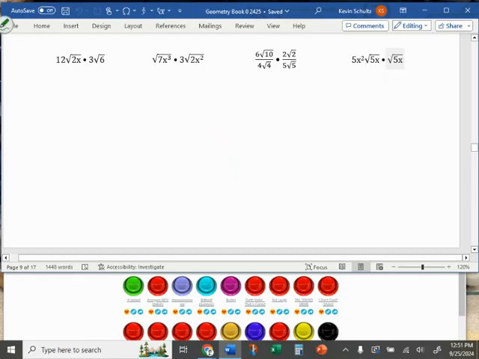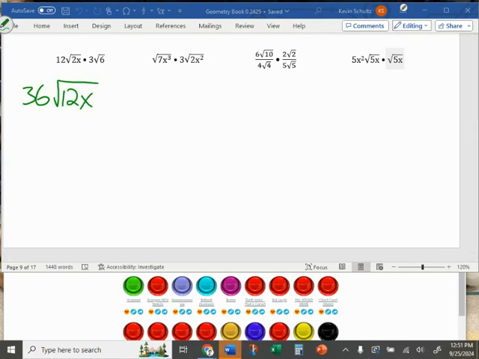So 12 root 2x times 3 root 6. Mario's recognizing we are multiplying the coefficients here. 12 times 3 is 36. And then root 2x times root 6 is root 12x. So, but they're simplified. Oh, there's no need. Can we simplify? Yeah. How?